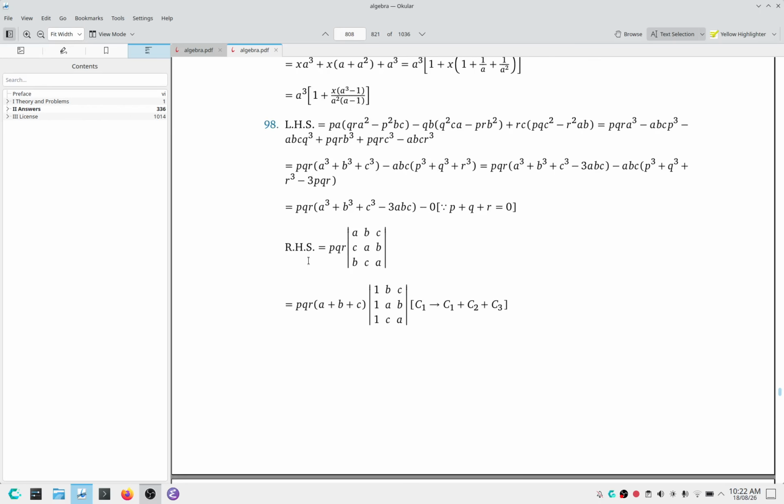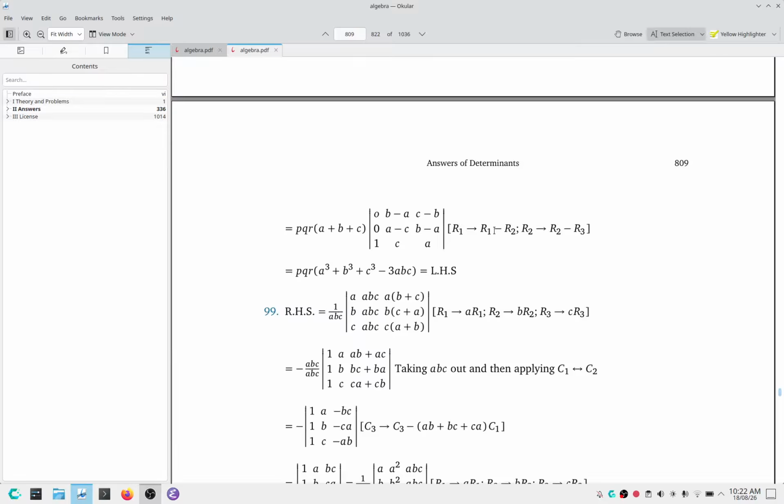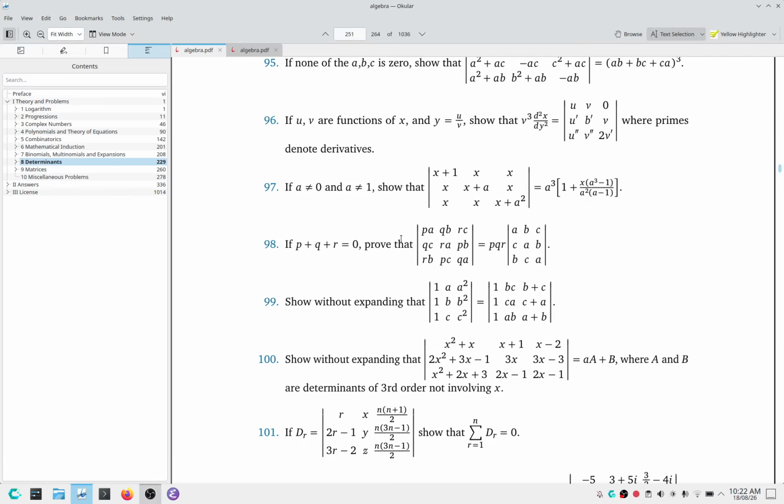So once we have this right hand side, we have pqr times |a b c; c a b; b c a|. So what we can do is column 1 = column 1 + column 2 + column 3, which will give us a + b + c, and we take this out. Then we do R1 = R1 - R2, R2 = R2 - R3, we get two zeros, and then we expand again, we get the same as the left hand side.